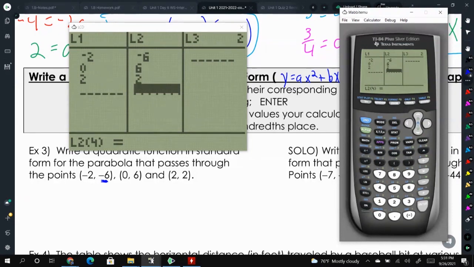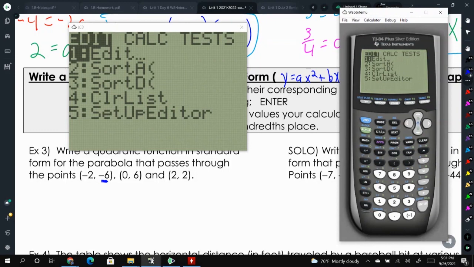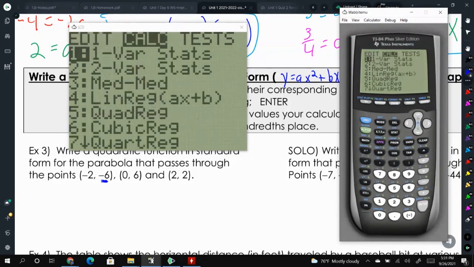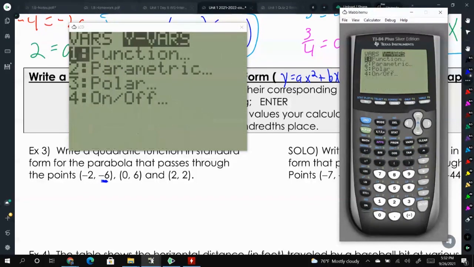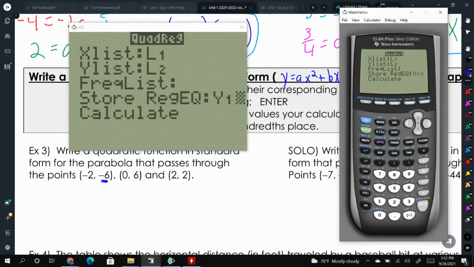So now what we're going to do is press the stat button. So the screen again, go over to calc. And down here you see quad reg. That stands for quadratic regression. I'm going to hit enter. All this should be okay. What I like to do is store the regression. This part is optional. Okay. And I'll show you why I do that in a minute.